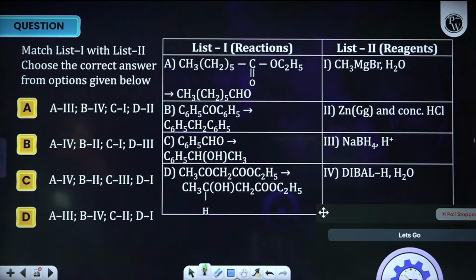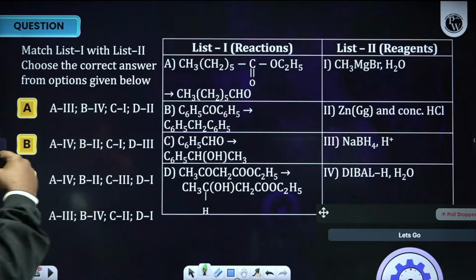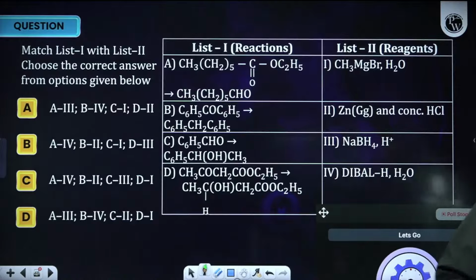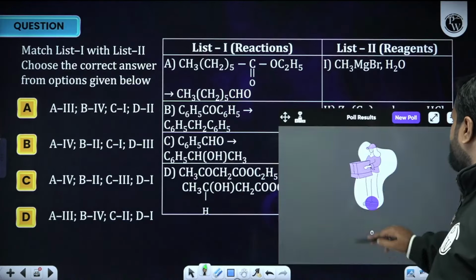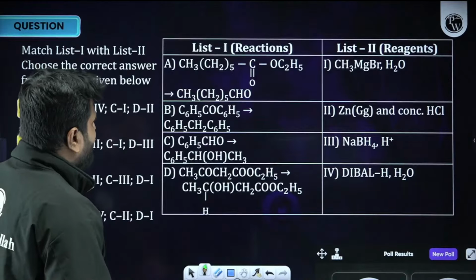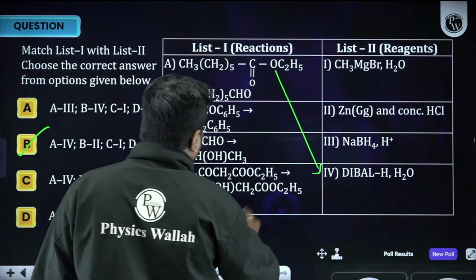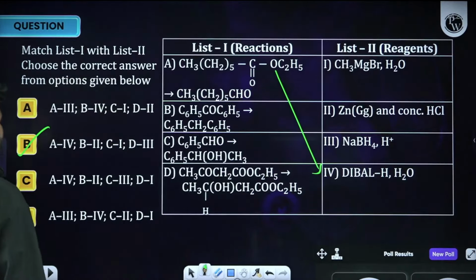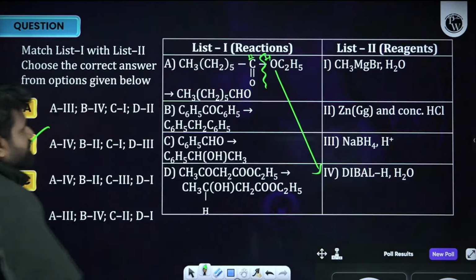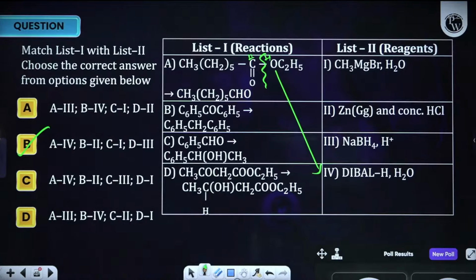Yes, exactly. Option B is the right answer, but time got over. So option B is the correct answer. For A, we can use DIBAL-H. In the presence of DIBAL-H, the bond breakage will happen between this and hydrogen. Then for B, what will we be using?